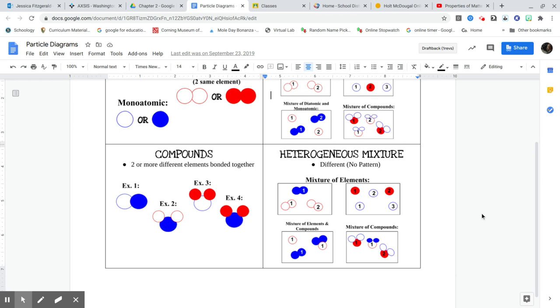So hopefully this has helped you with understanding how to read particle diagrams, and you will practice identifying the different particle diagrams next.